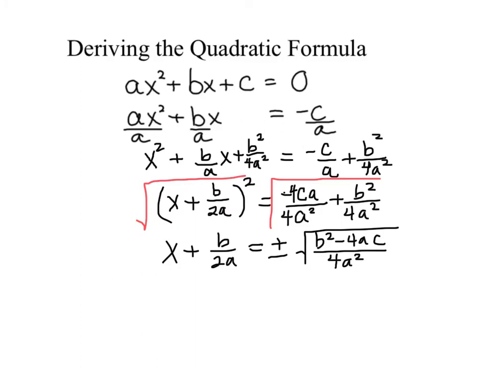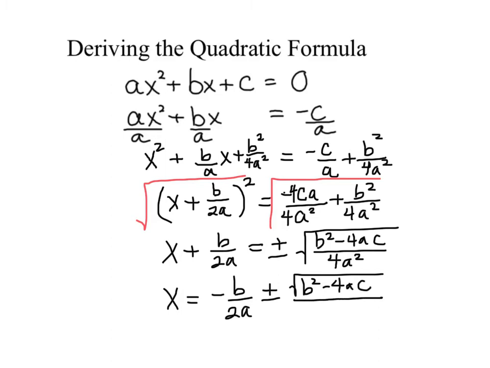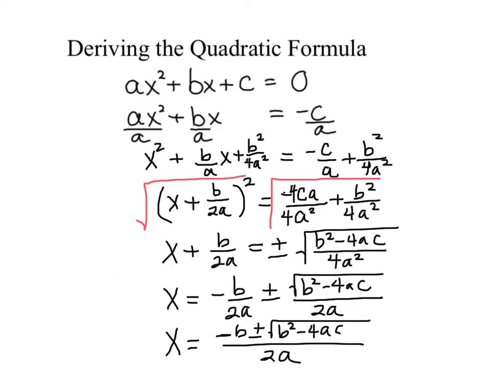All right, and then I'm going to subtract that to the other side. So that equals negative b over 2a plus or minus the square root of b squared minus 4ac over, and then I can take the square root of 4a squared, that's just going to be 2a. So if you combine it all into one, the quadratic formula looks like this: negative b plus or minus the square root of b squared minus 4ac all over 2a. And where do you get a, b, and c? Up here in the standard form of a quadratic equation.